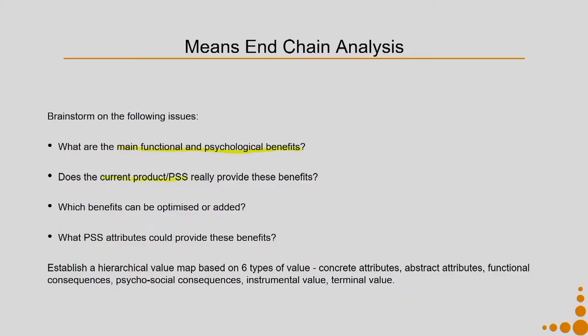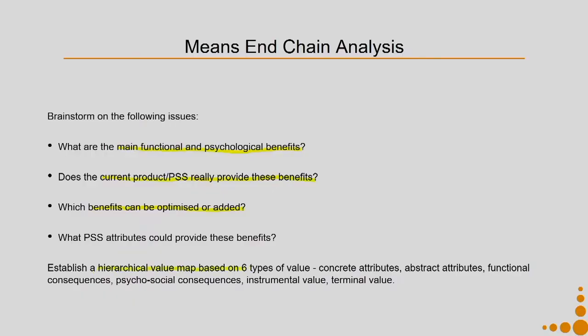Anything that you buy or use gives you functional and psychological benefits. So first, in a team, you try to identify all the functional and psychological benefits. Then try to see, does the current product or PSS really provide these benefits? Which benefits can be optimized or added? Once you have done whether it is being fulfilled or not, then you identify which can be optimized or added. And what PSS attributes could provide these benefits? Once the brainstorming is done, the means end chain analysis comes into the picture, which is basically analyzing whatever you have got out of the brainstorming. While you do this analysis, you will be able to come up with more of these functional and psychological benefits.